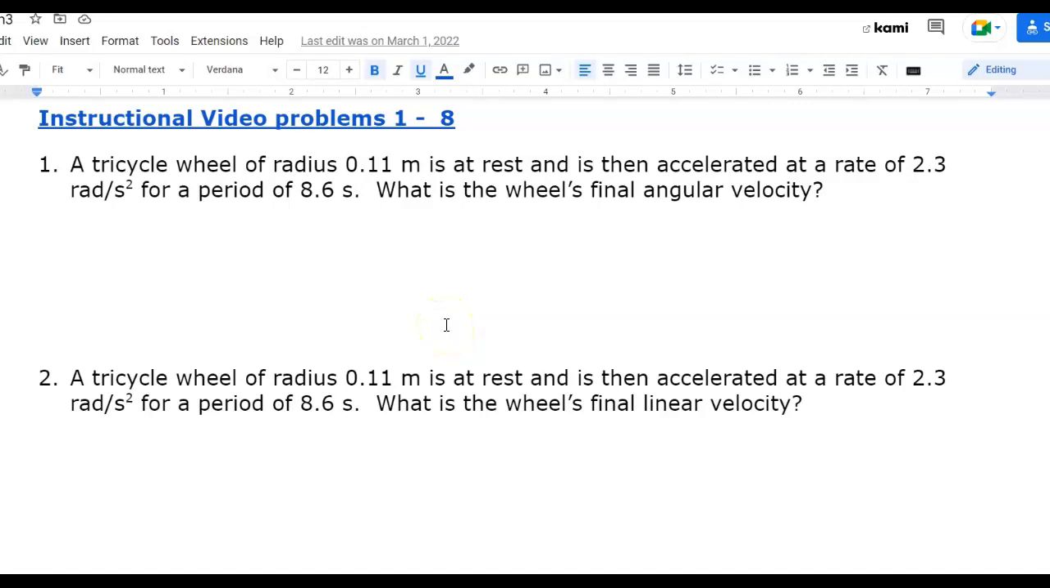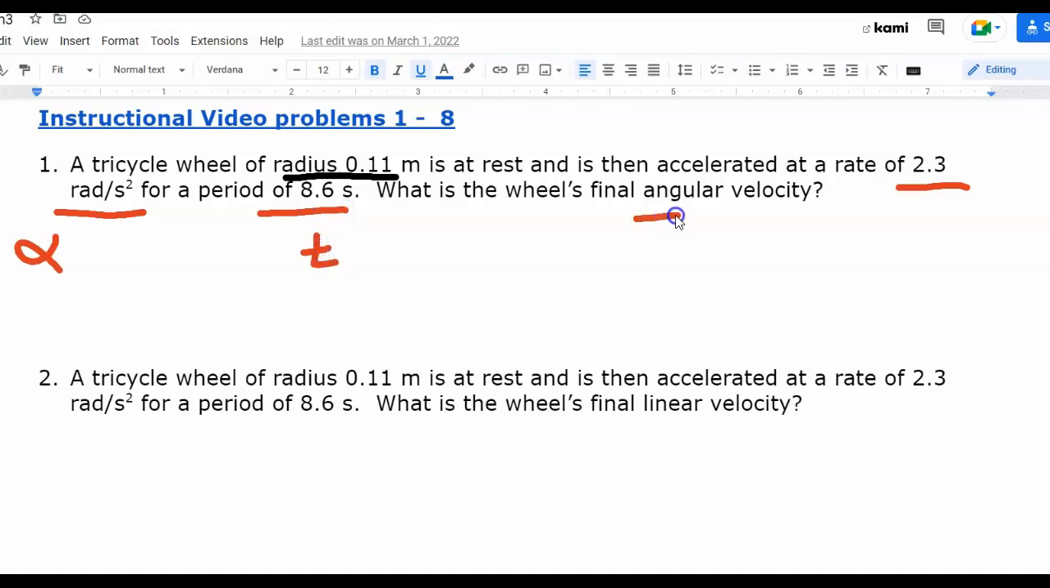All right, so let's underline like we always do. See what we got here. It's a tricycle wheel. There's the radius. Okay. And it accelerates at, what's that, rad per second squared? It's not acceleration. Well, it is. It's the rotational acceleration we call alpha. Did you remember that? And it does it in a period of this many seconds.